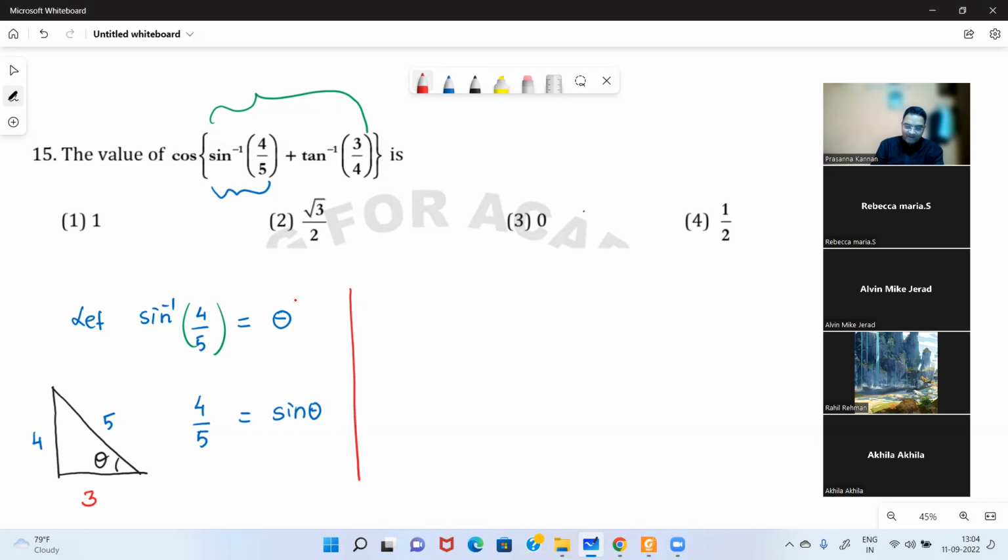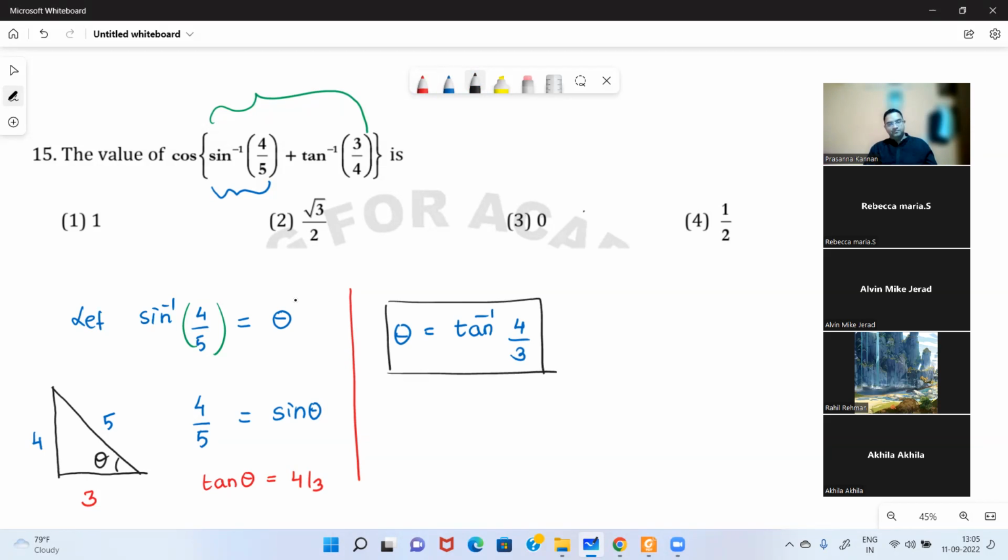So for this triangle, can you predict what tan theta is? 4 by 3, opposite by adjacent. That's correct. So what will be theta in terms of tan? Tan theta is 4 by 3, so theta will be tan inverse 4 by 3. Clear?